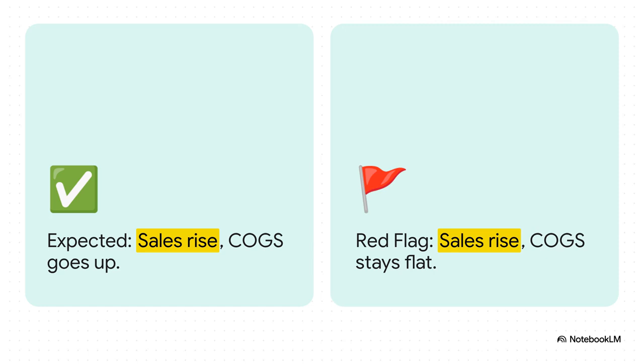But what happens if this expected relationship breaks? Well, that is a massive red flag. It points straight to a potential material misstatement or some deeper business issue that absolutely requires further audit procedures.